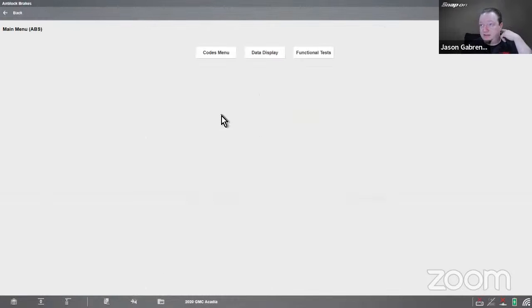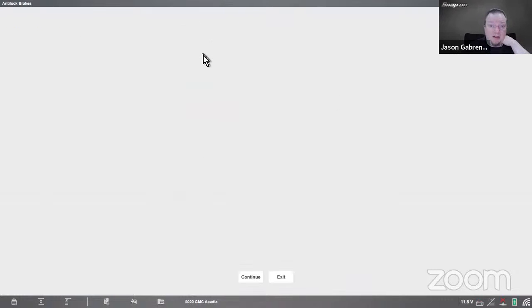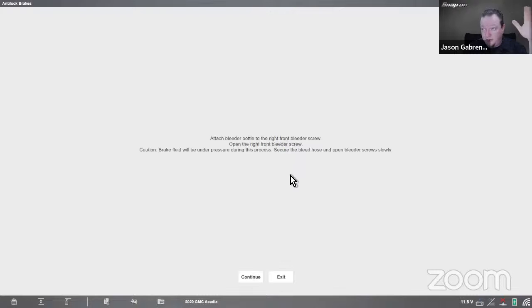So ABS functional tests. We have an automated brake bleed here. This actually bleeds the whole system. So connect the required brake bleed equipment. There's a pressure cylinder that you need and a couple other things. Connect battery charger. Ignition must remain on or run. Connect the bleeder ball to the vehicle and set the 300 kilopascals. Do not open bleeder screws. It'll initialize communication. Basically it puts it into a learn mode where it will allow it to flow.